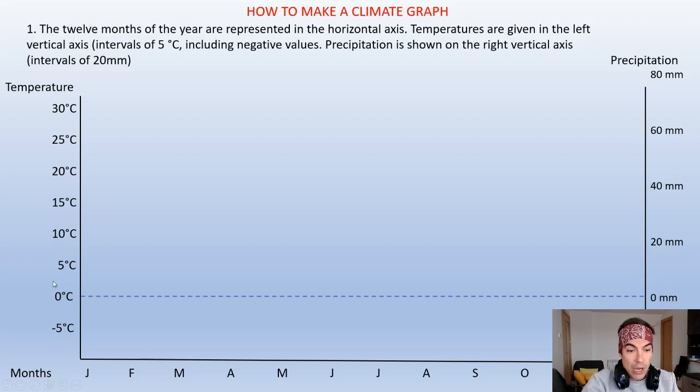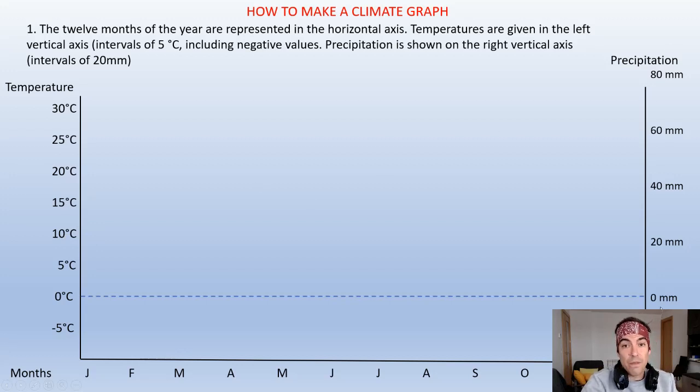You have to put the 0 degrees centigrade. You have to include a bit of negative values, because we will study climates with negative values. And you have to draw the values here, 5 by 5, it's my advice. If you do it 5 by 5 degrees centigrade, 5, 10, 15, 20, 25, etc.